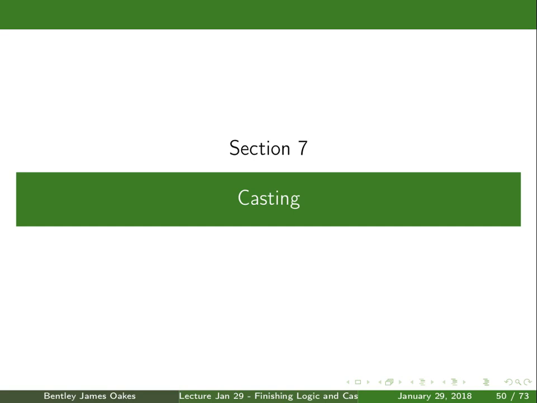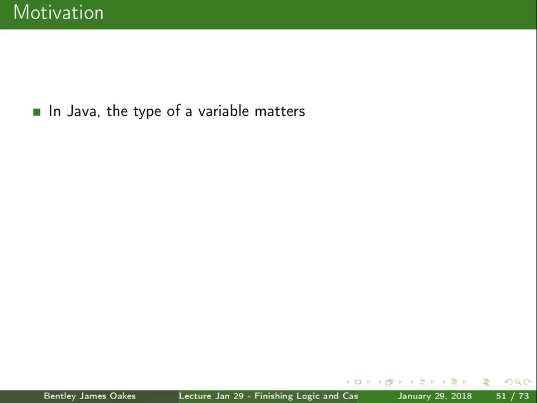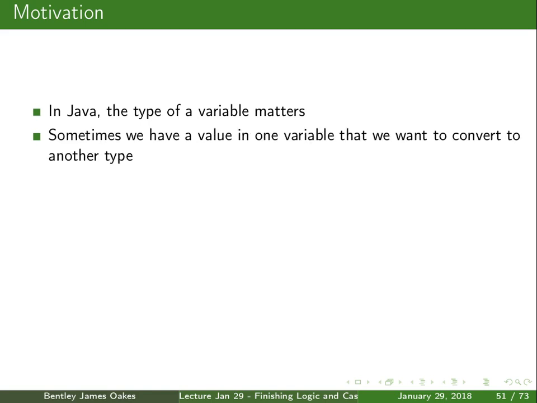All right. So we're going to get into casting, which is turning metal into different shapes in other fields, not here. Casting is when we're changing the type of a variable. So in Java, you've already had 10,000 errors where you have the wrong type. It's part of warning programming. Sometimes we have a value in one variable that we want to convert to another type.